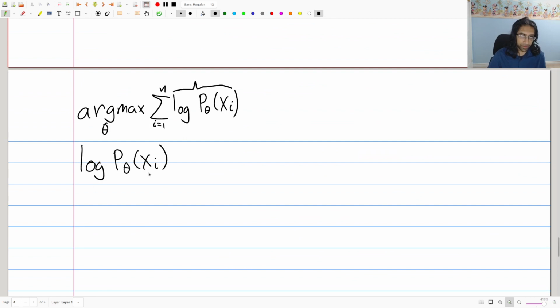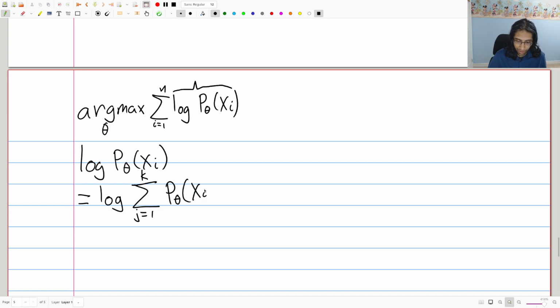What we can do now is modify this term by using the law of total probability. This becomes log of the sum for j equals 1 to k of p theta of xi and zi equals j. So what we're saying here is this probability can be written as the sum over the events that the point came up, as well as the label of that point being j. Again, this is just the law of total probability.